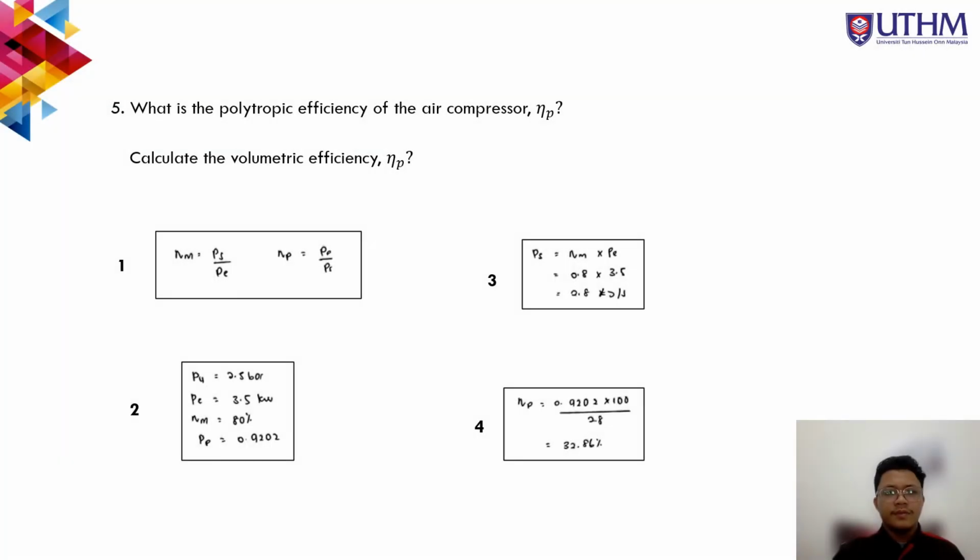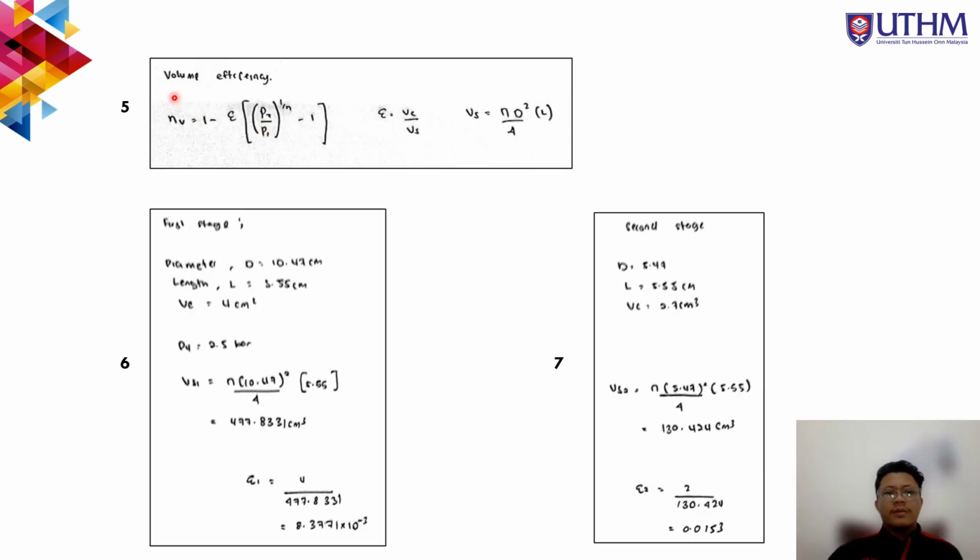What is the polytropic efficiency of the air compressor? Question number 5: calculate the volumetric efficiency. First, you need to know the formula for motor efficiency and pump efficiency. Next, you need the values for P4, PE, motor efficiency, and PP. Then you need to find the value for PS, and then the value for motor efficiency, using this formula. It is the volumetric efficiency formula. You need to find the unknown in this formula.